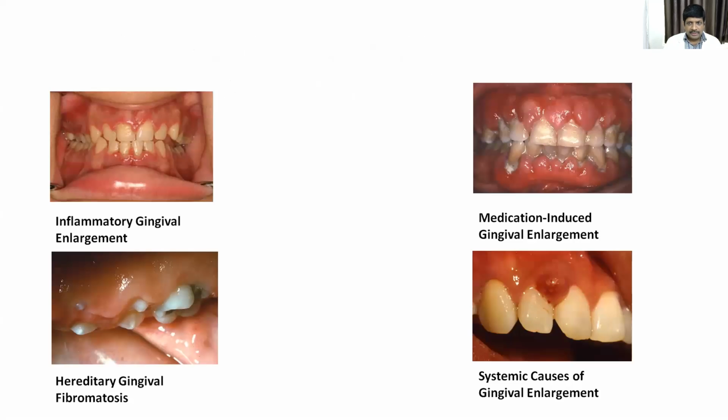So here onwards, this gingival hyperplasia can be known as gingival enlargement also, and gum hypertrophy also. So these are the figures showing different forms or different types of gingival enlargement. The first one being the inflammatory gingival enlargement. This is basically because of the inflammation in the gums. This is medication-induced gingival enlargement, and this would be our topic for main discussion.